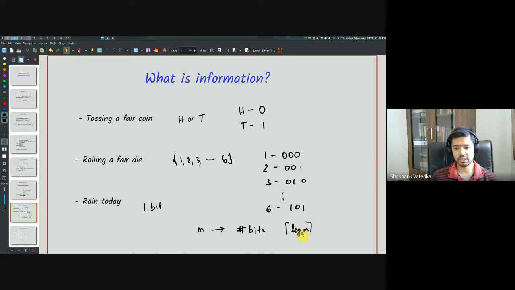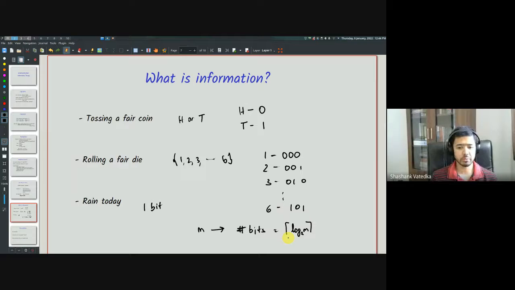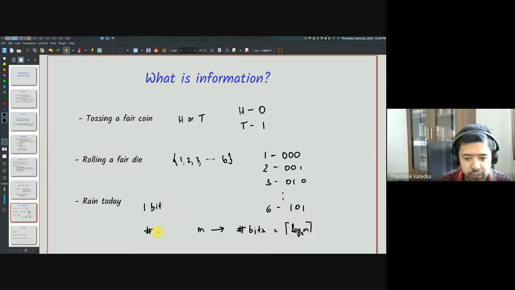So I need the ceiling of log m, by which I mean that it is the smallest integer which is greater than or equal to log m. Okay, so I need log m bits in order to tell you what the outcome of this experiment is. So this is for a die? No, this is for any experiment which has m outcomes. So take any experiment where the number of outcomes is m, then the number of bits I need to represent any of the possible outcomes is log m bits.